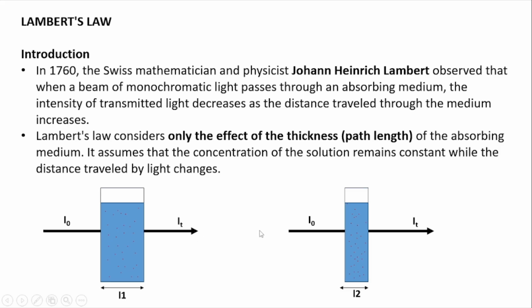In these two figures, you can see the path length or thickness of the first sample container is greater than the second sample container. According to Lambert's law, the intensity of transmitted light is lower in the first figure than in the second figure, and the absorbance is greater in the first figure than in the second figure.